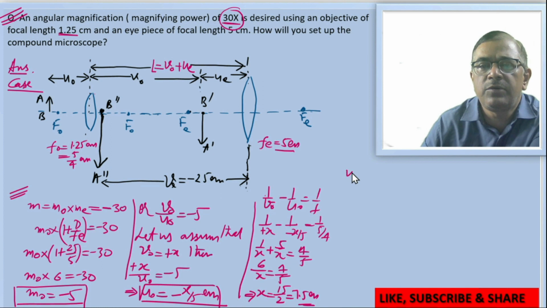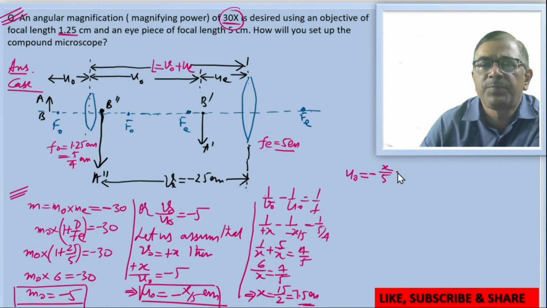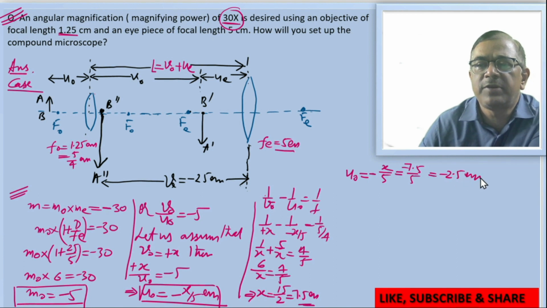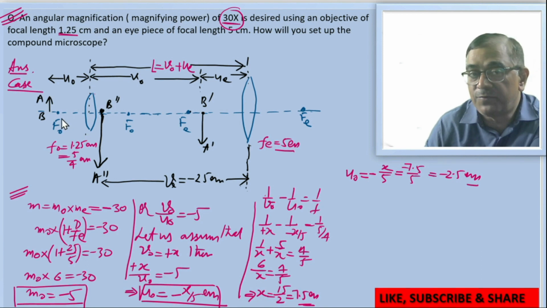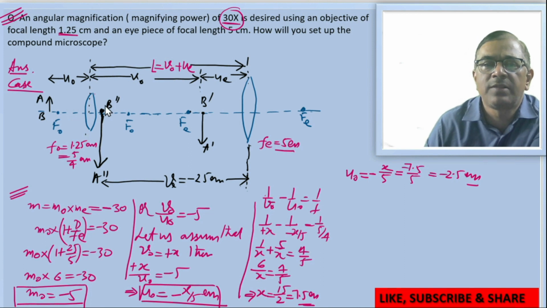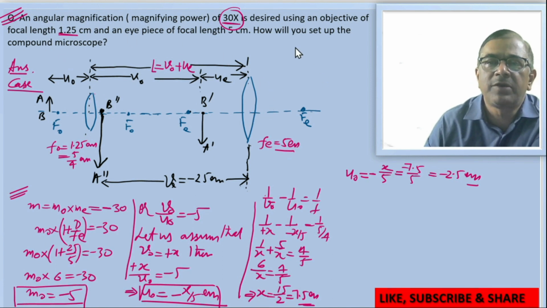Thus, UO equals minus X by 5 equals 7.5 by 5 equals minus 2.5 centimeters. So we know that this object should be placed 2.5 centimeter before the lens. Is that right? And further, we are also interested to know what should basically be the separation between these two lenses, and that is how we'll come to know how the compound microscope should be set up.